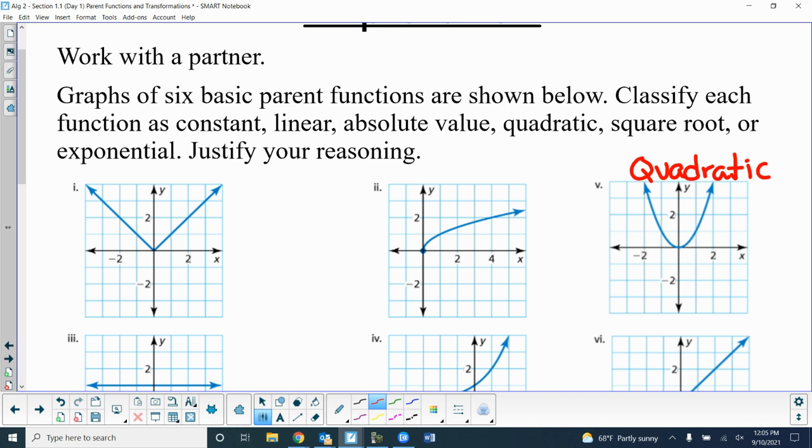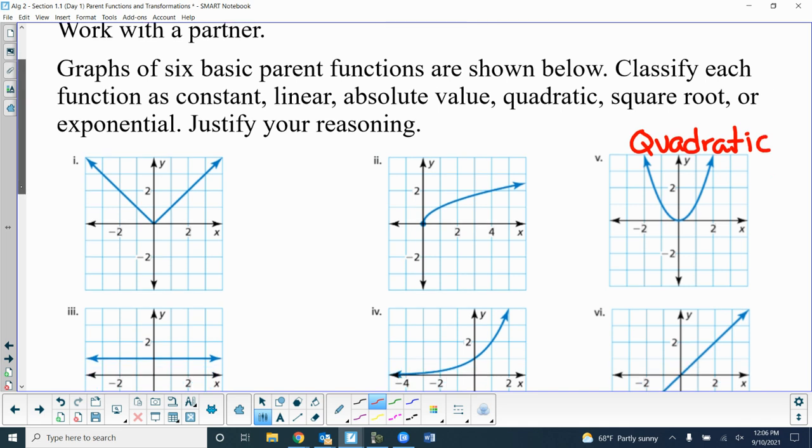Okay, so we call these parent functions, or the family of functions they belong to. So quadratic we got. That's the one we should have known for sure because we just had a quiz on it, right? And they are called parabolas, the graph of a quadratic.